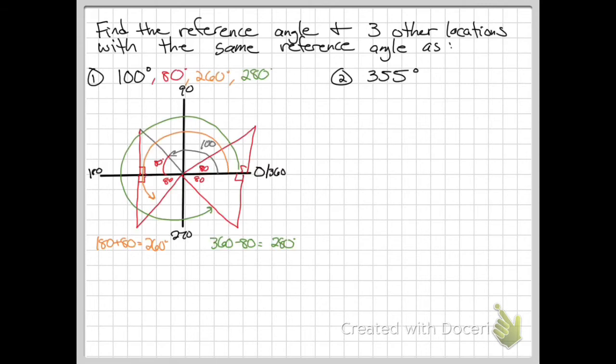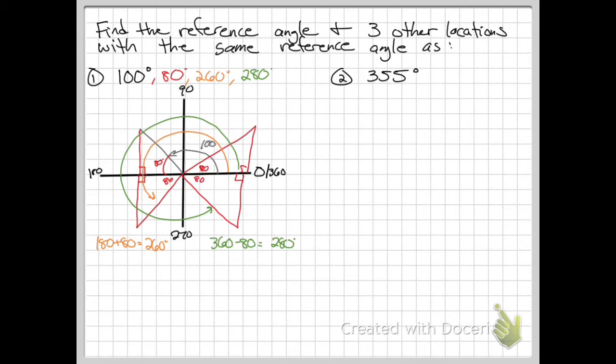Okay, so first I started by finding the reference angle for 100. That landed me in quadrant 2 and it had a reference angle of 80. So quadrant 1, 80 degrees would have the same reference angle. Then in quadrant 3, 80 degrees more than 180 landed me at 260 degrees. And then in quadrant 4, 80 degrees less than 360 landed me at 280 degrees. Try number 2. I'm going to post all the answers when you unpause the video.